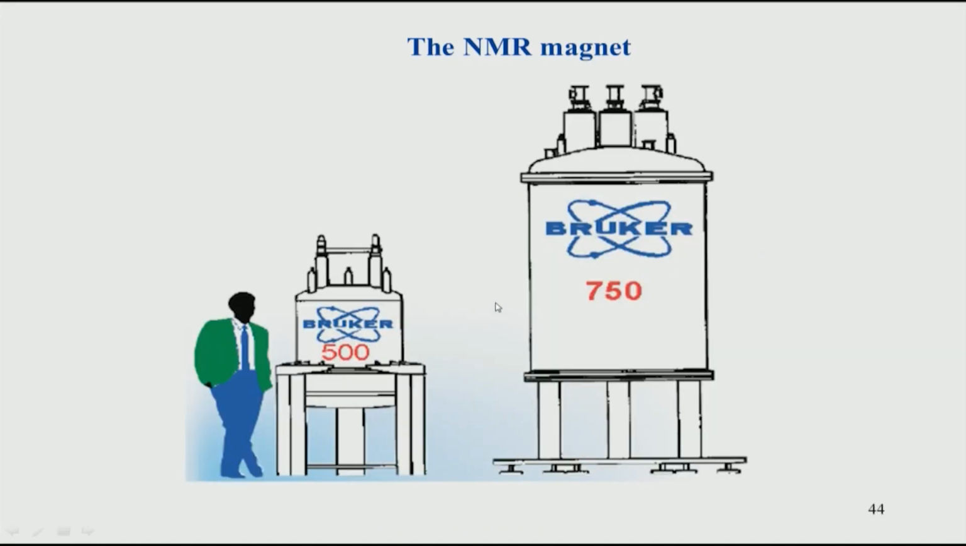If you want to get a feel of the size of these systems, you can see here this is a 500 megahertz machine, and this is a person, typically about, let us say, 6 feet tall. This is the size of a magnet, and when you go to higher field the magnet size goes up. The size goes up because the superconducting coil inside the magnet occupies a larger width compared to a smaller magnet. We will see how these magnetic fields are generated in these systems.